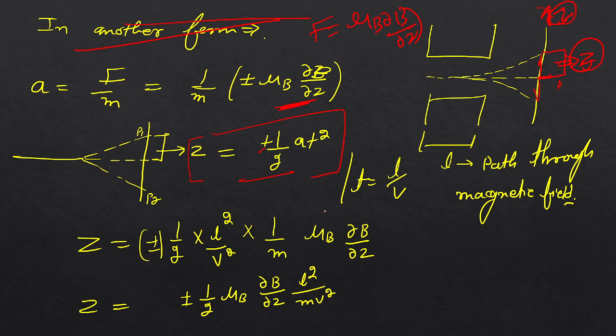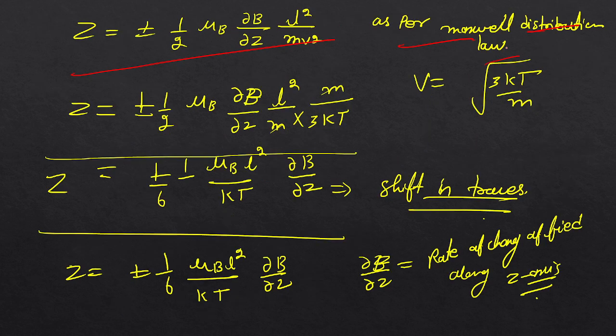So guys, this is the experiment that you got. As per the Maxwell distribution law I told you, electrons are spinning and giving separate traces on the screen. Why? Because of their difference in velocity. The difference in velocity was studied by Maxwell, and he gave a specialized formula for it, and we used that formula. So we use this formula here, put the value of v, mv, and you will get the final expression: Z is equal to plus minus 1 over 6 mu B L square KT over the partial differentiation of the magnetic field B with respect to the axis we are considering.